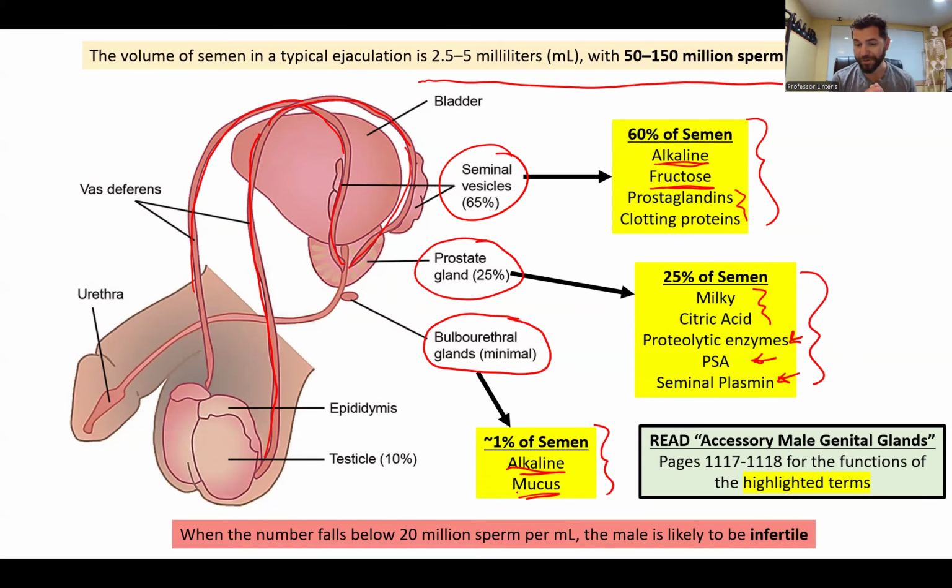If your sperm production drops, still seems like a lot, but less than 20 million sperm per milliliter, it is very, very difficult to have enough sperm to make it there to the egg for fertilization.